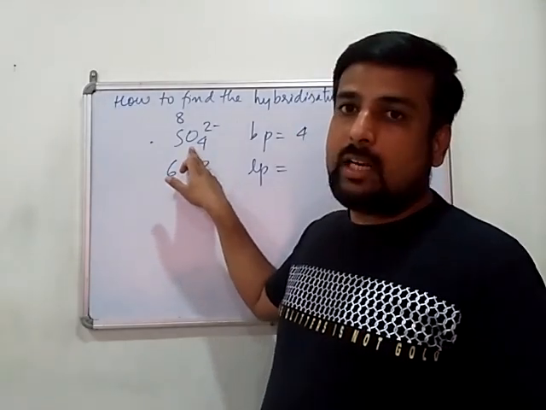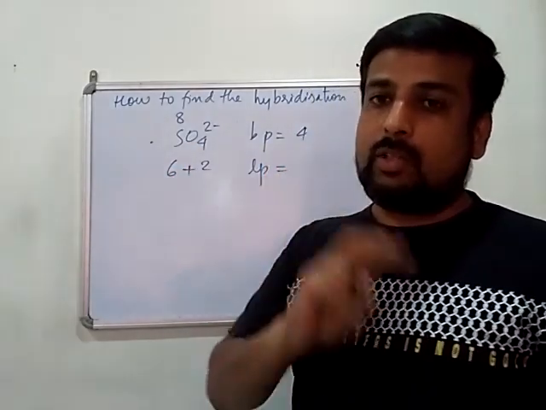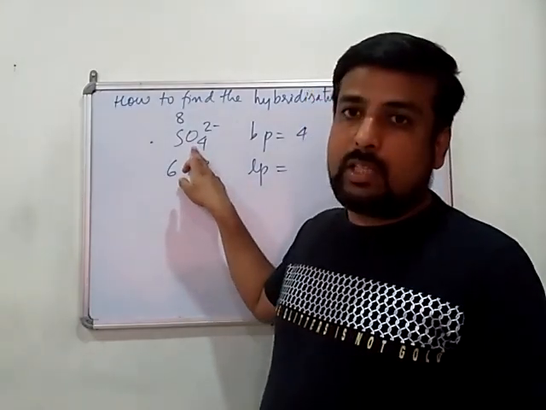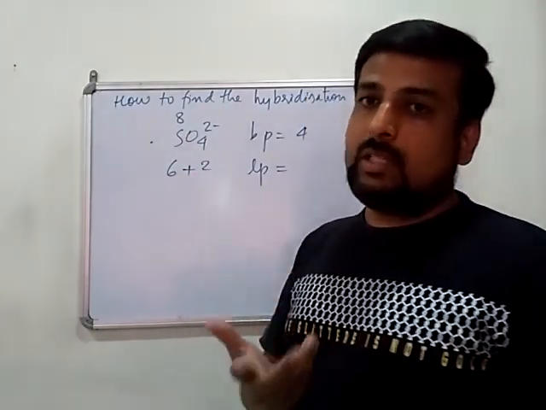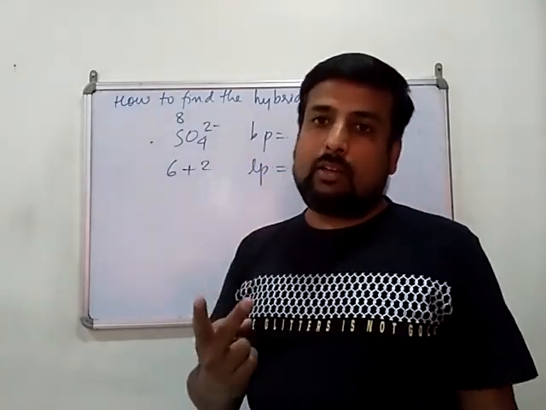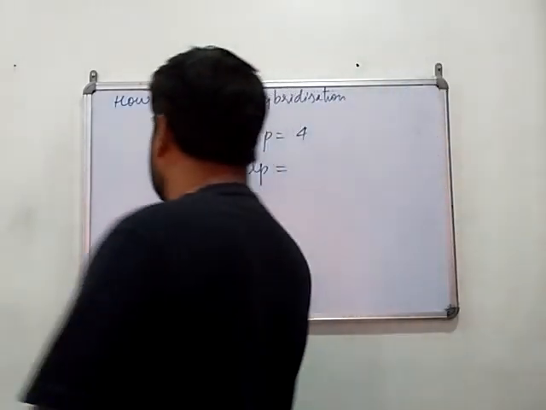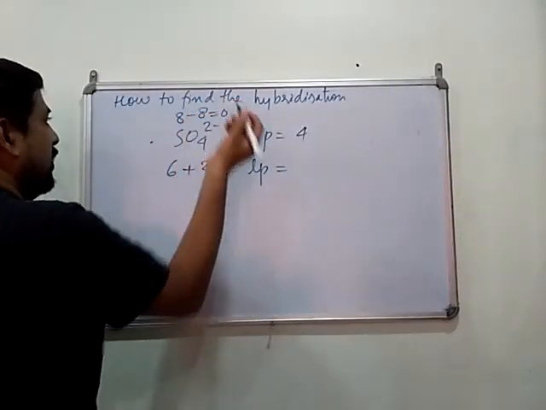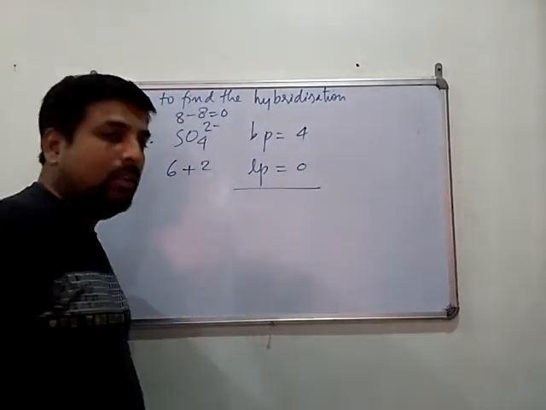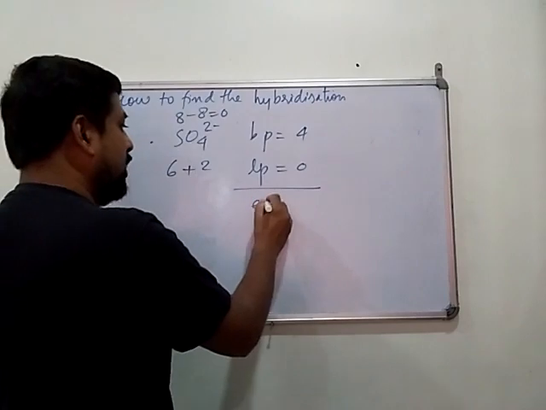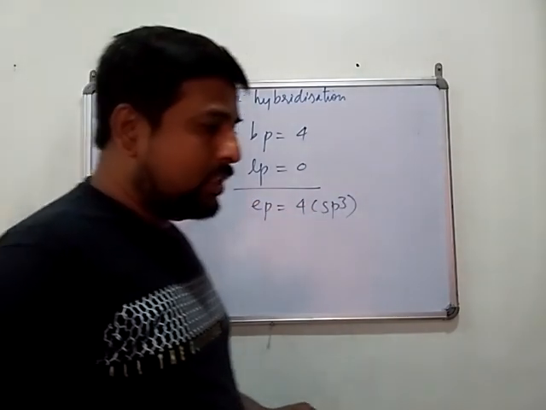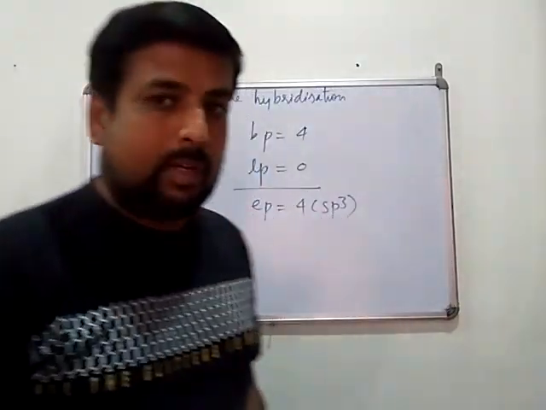So for each oxygen atom, sulfur will share 2 electrons, because oxygen is divalent and for divalent 2 electrons are required. So 2 electrons per oxygen atom, so it will be 8 electrons because there are 4 oxygen atoms. In this way, all 8 electrons are shared. Okay, now what are the remaining electrons? 0. That means it will have 0 electrons as lone pairs. The addition of these electron pairs will give you 4. 4 means what? sp3. So this is the way to find the hybridization.